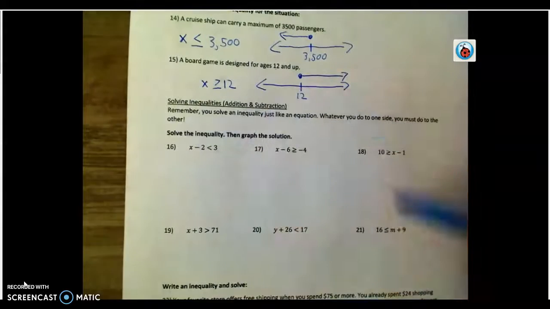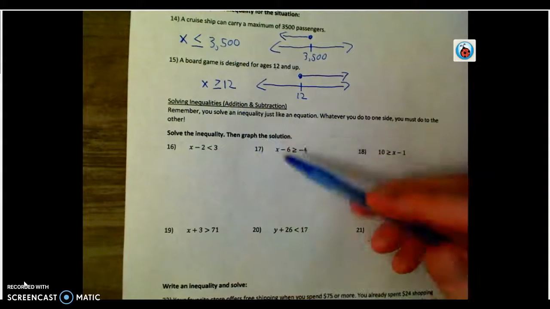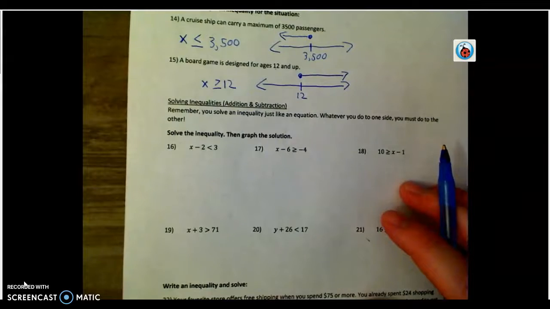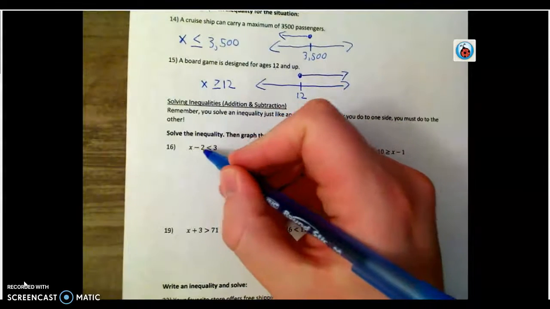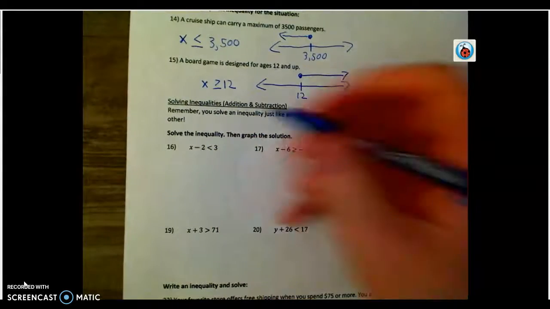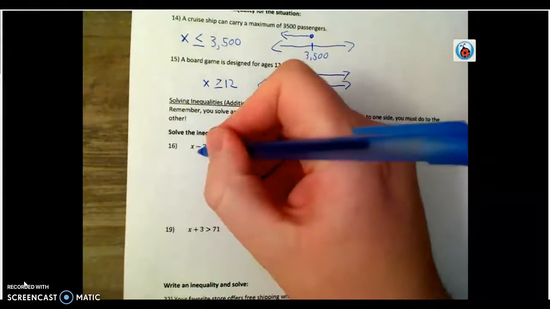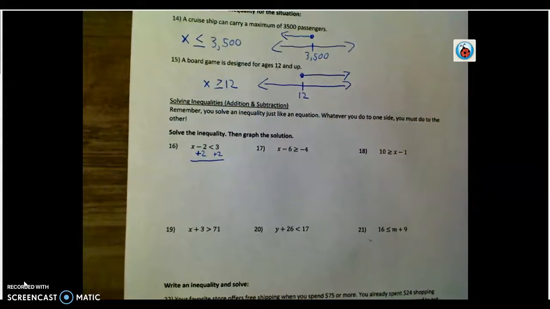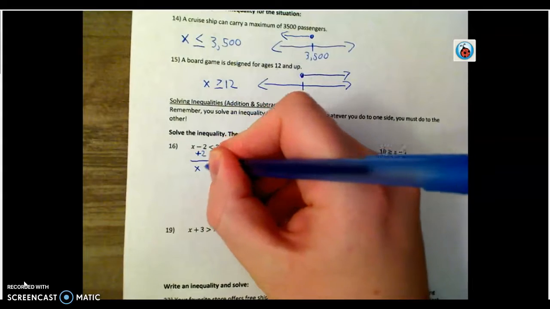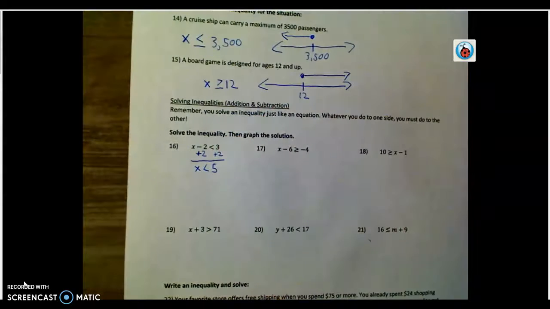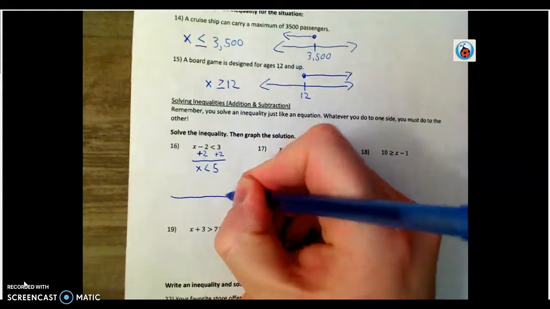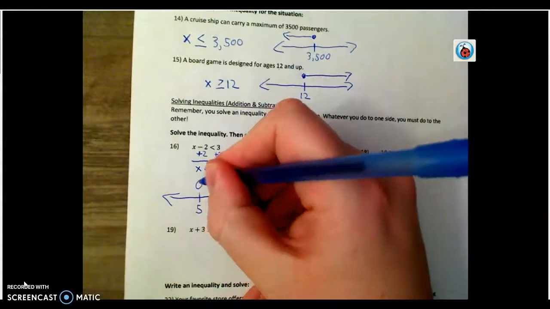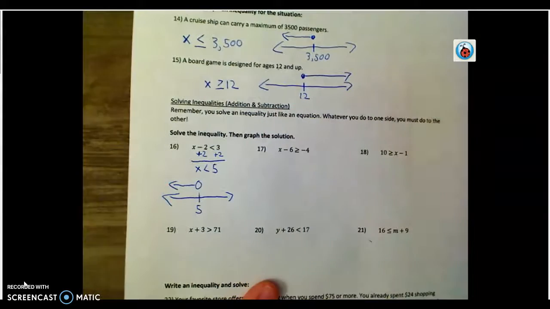Alright, 16 through 21 are all just one-step addition and subtraction inequalities. We need to solve them and then graph them. So number 16, we have x minus 2 is less than 3. So to undo the minus 2, we add 2 to both sides and get x is less than 5. Graph it, add a number line, add our boundary point of 5. It's an open circle going to the left.